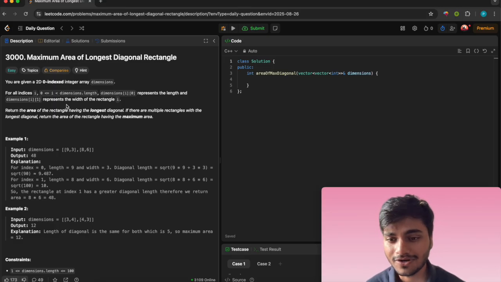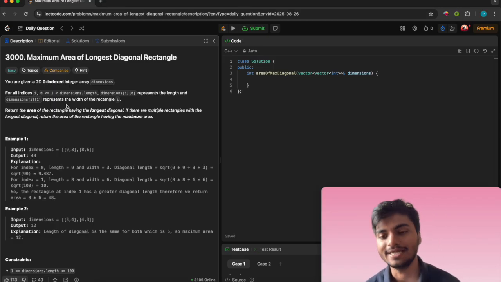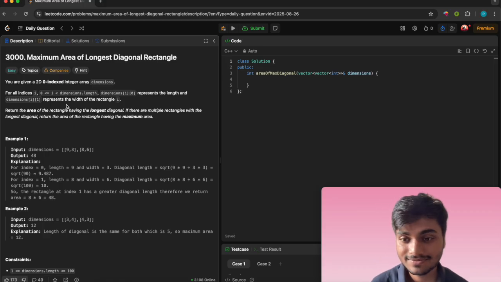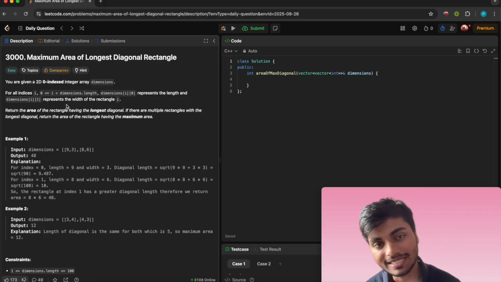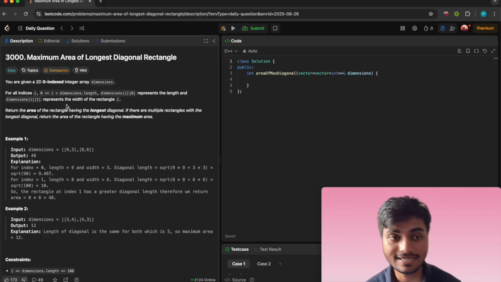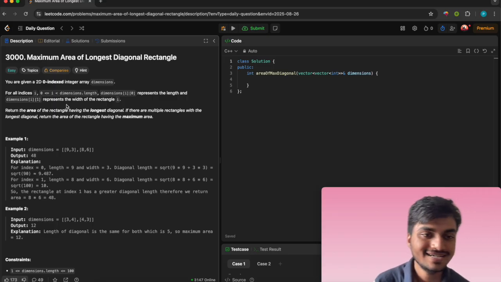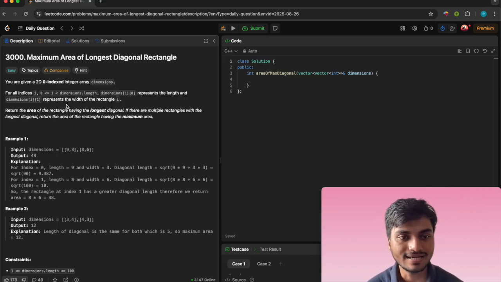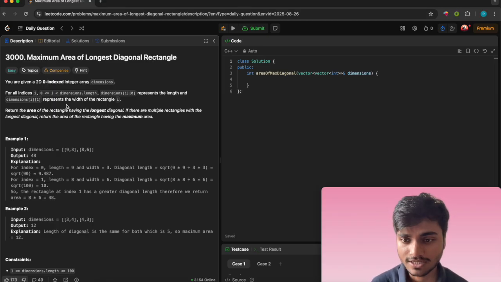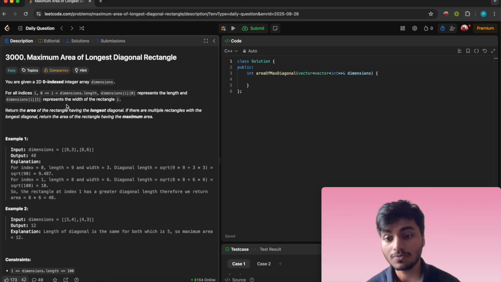So what is the formula for finding the area of a rectangle? Guess. It is L into B, or we can say W, because here we have been given width. I hope you know this formula. That is the simple thing, you have to find the area, but of the rectangle that has the longest diagonal. So what is the formula of the diagonal?